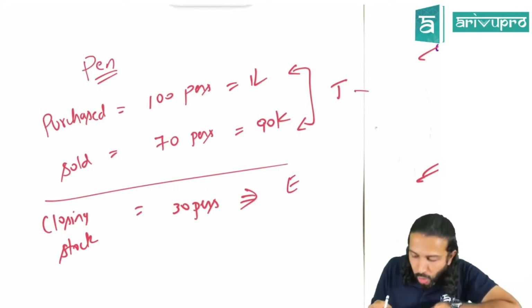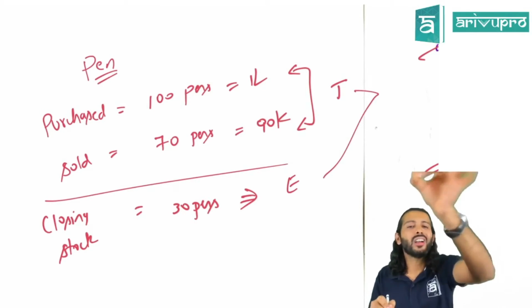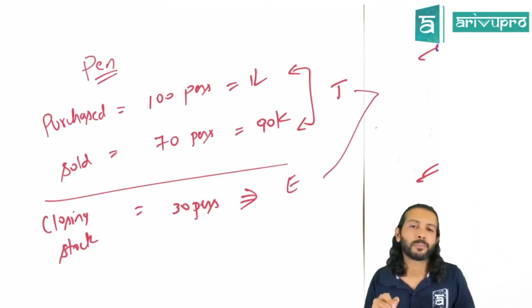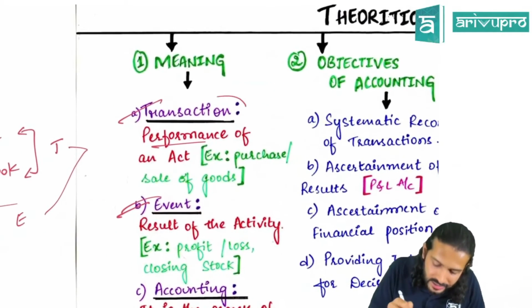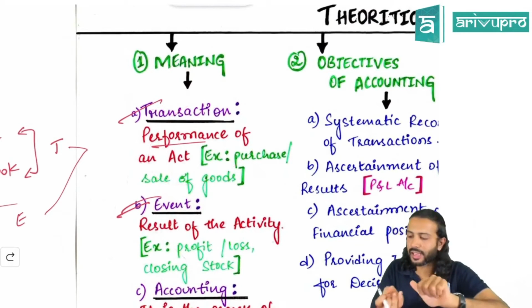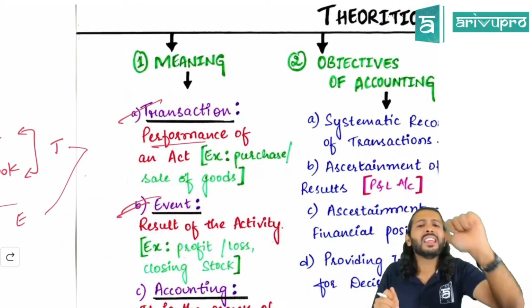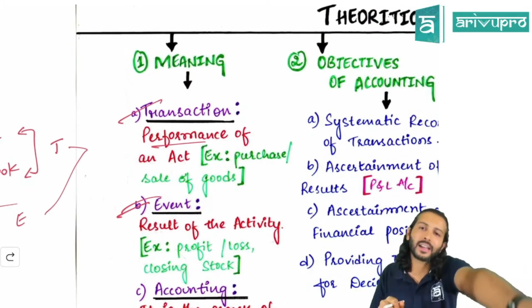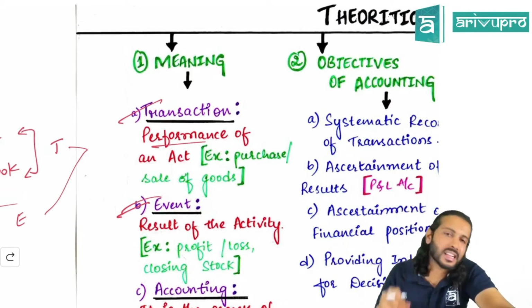So accounts is only concerned with recording transaction events. That's all. So both, is it okay for you? Transaction is an activity which can be expressed in money. Event is the result of that activity or the result of that transaction.